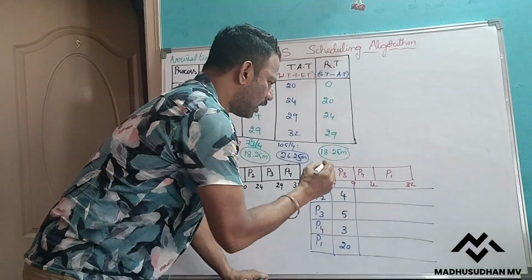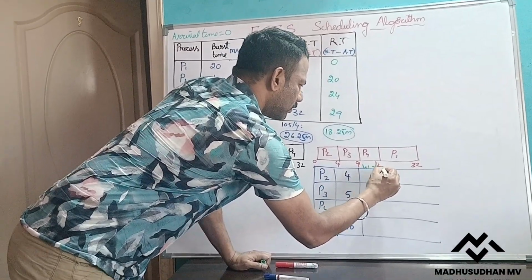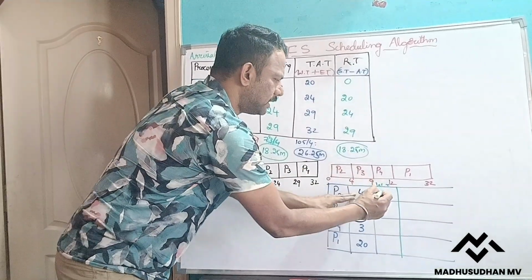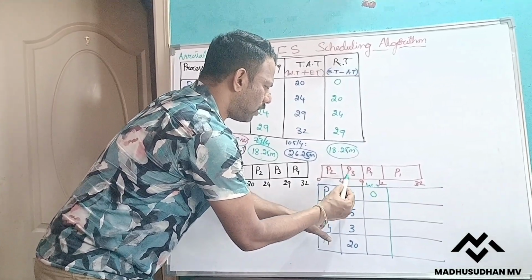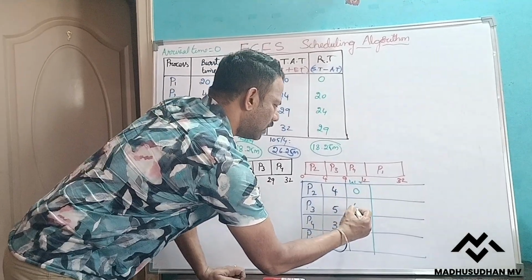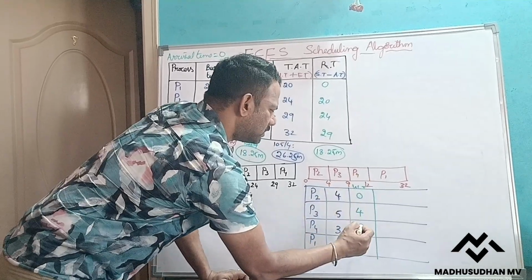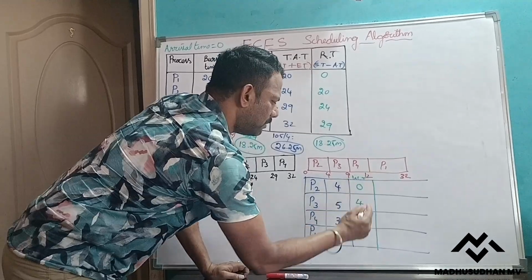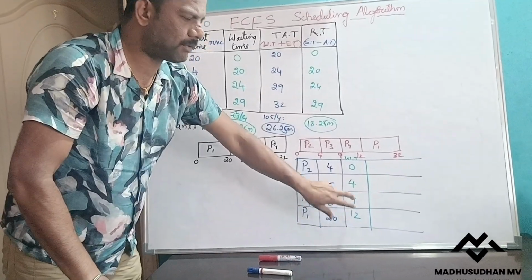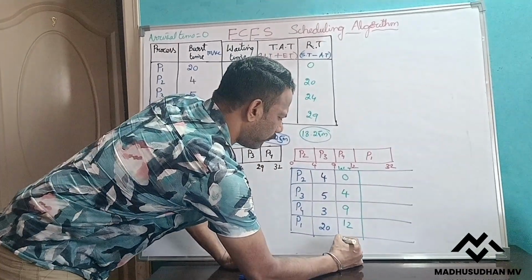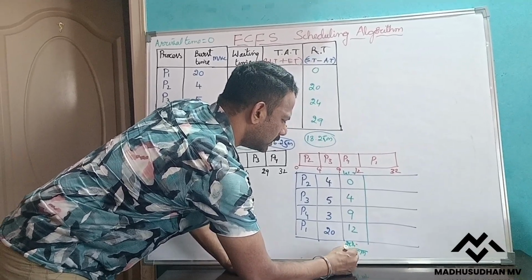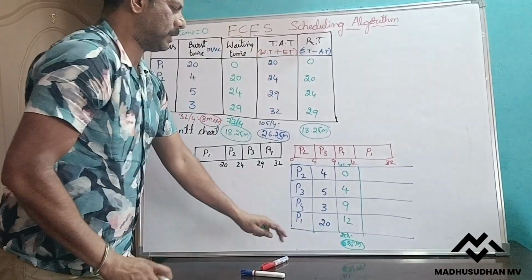Now let us calculate waiting time. How much does P2 wait? P2 starts at 0, which means it doesn't wait at all. P3 starts at 4 milliseconds, which means it waited only 4 milliseconds. P4 starts at 9, so it waited only 9. P1 starts at 12, so only 12. Now you add these: 12 plus 9, 21. 21 plus 4, 25. So 25 divided by 4 is equal to 6.25 milliseconds.